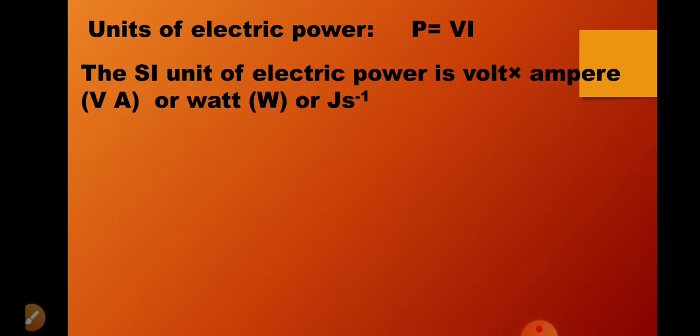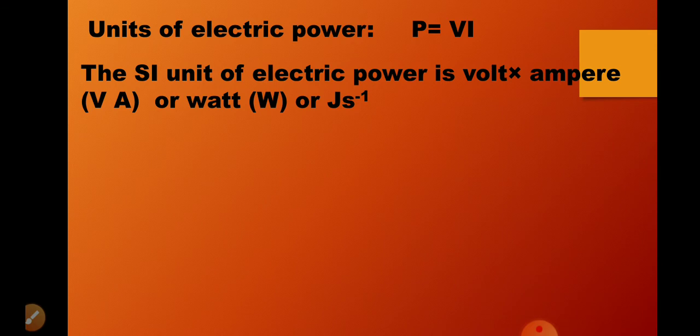The SI unit of electric power is volt into ampere, or watt, or joule per second, because P is equal to W by T, where W is the energy supplied in joule and time is in second. So joule per second is the SI unit. If the SI unit of electric power is asked, you can directly write watt, W-A-T-T, which is named in honor of the scientist.